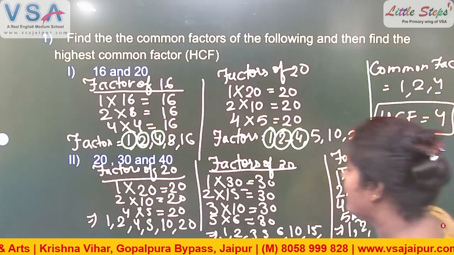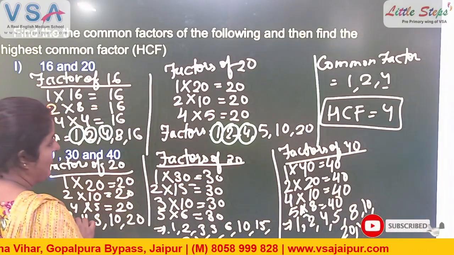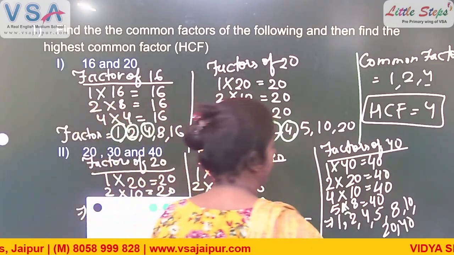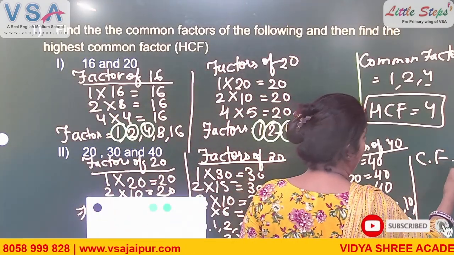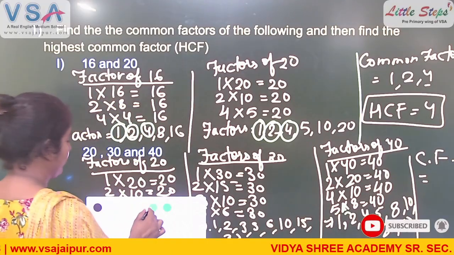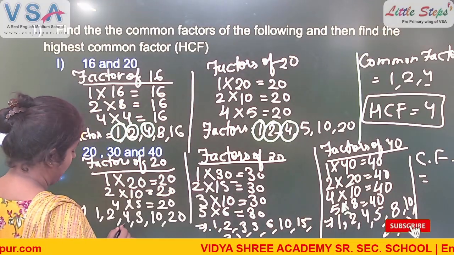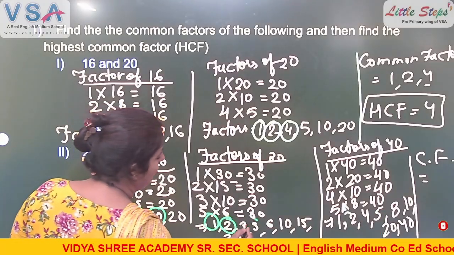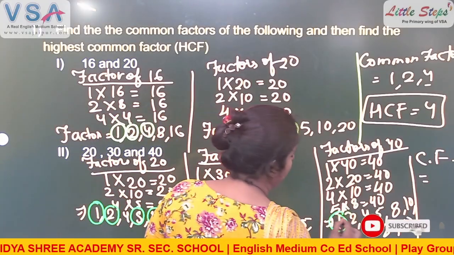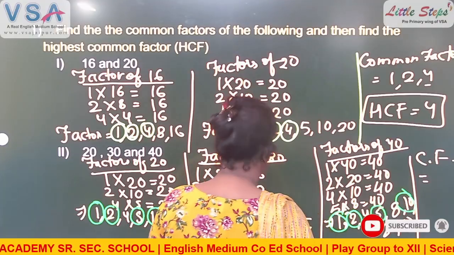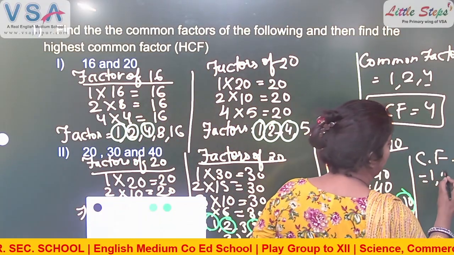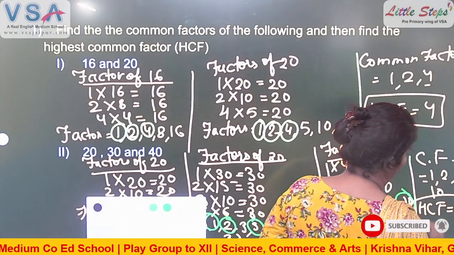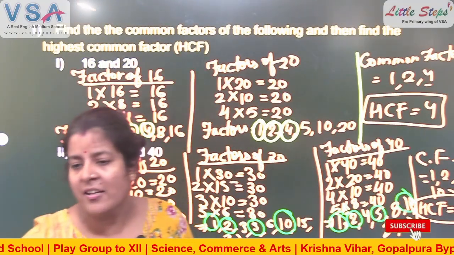And after that, we can find the common factors also. Yes and no? Then the common factors are which? 1, 2, 5, 10. Then the common factors are 1, 2, 5, 10. Then the HCF is 10. Okay, class? Do you understand this question?